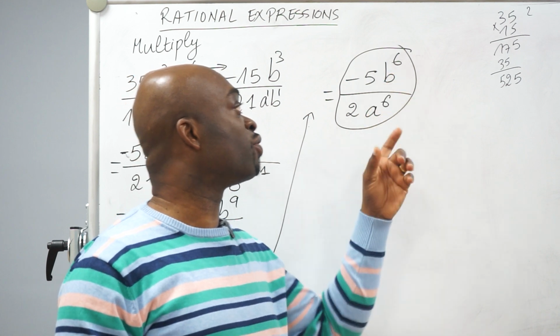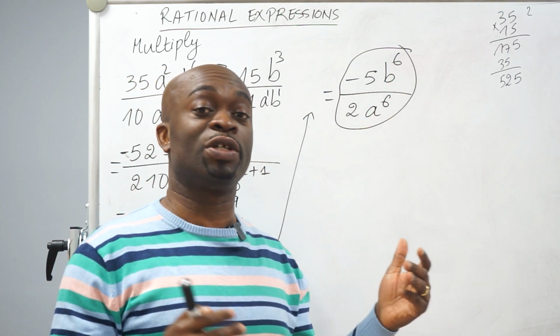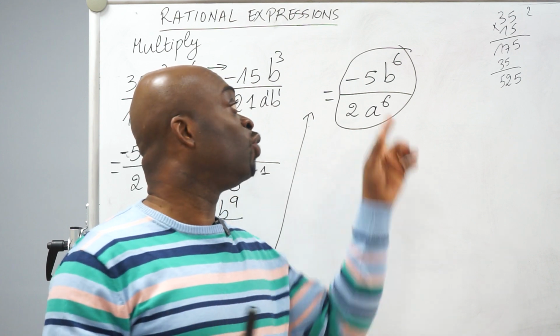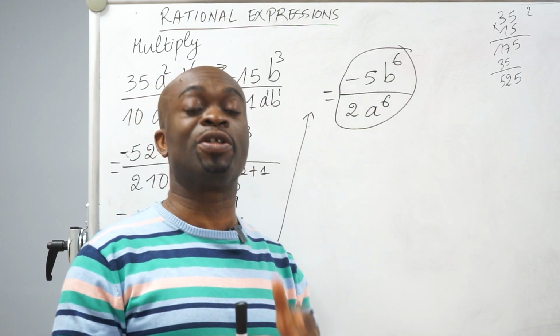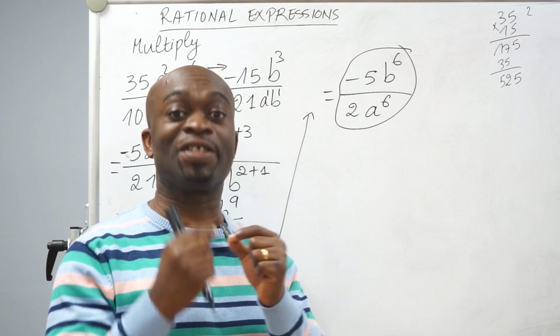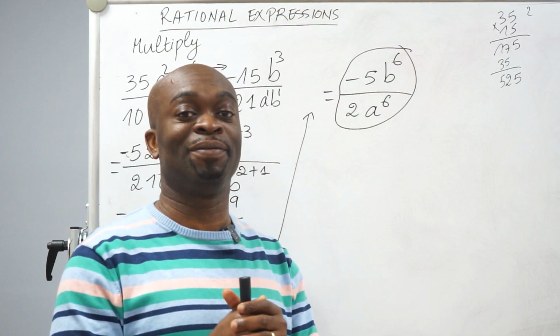And for the variables, b and a are two different bases, two different variables. So we cannot work on the powers when it comes to that. We only work on the powers when we have the same base, when we're multiplying or dividing. Everybody good? All right.